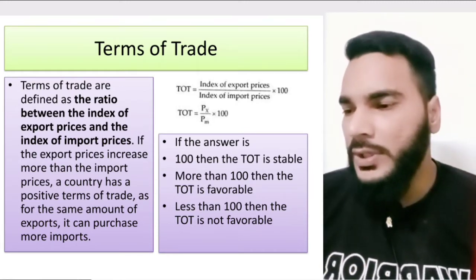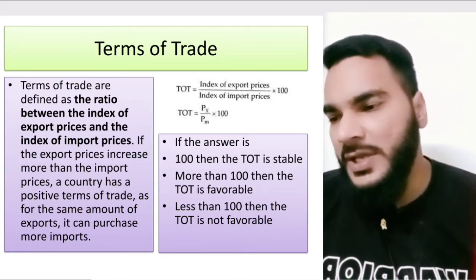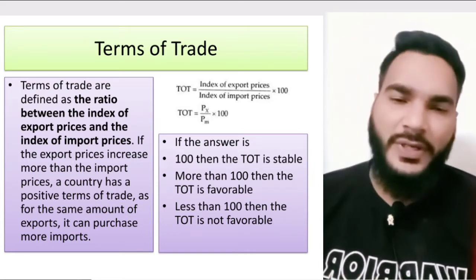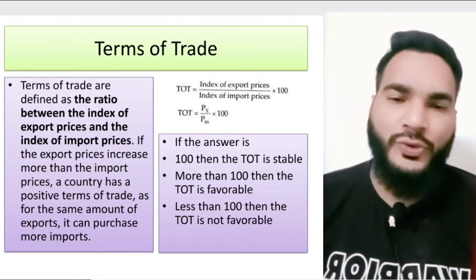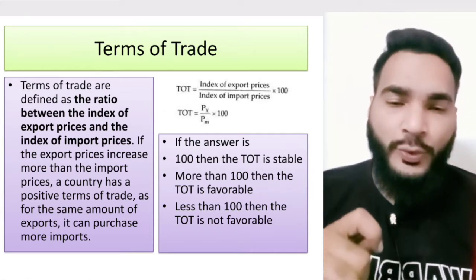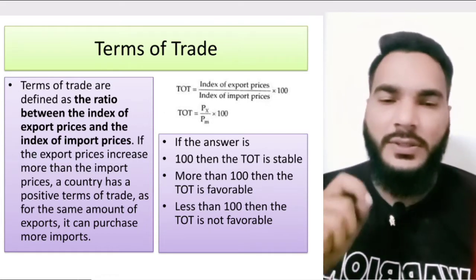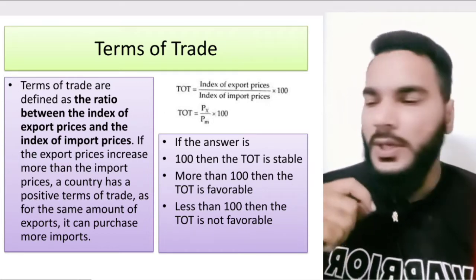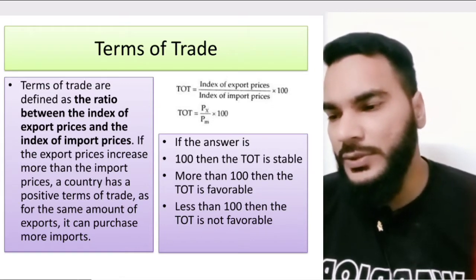So here, if the export prices increase more than the import prices, a country has a positive terms of trade. That's very simple. So we have two kinds of things, we have exports as well, we have imports as well. So if our country exports more than imports, that's a very positive sign, a good sign for our country, as for the same amount of export, it can purchase more imports.